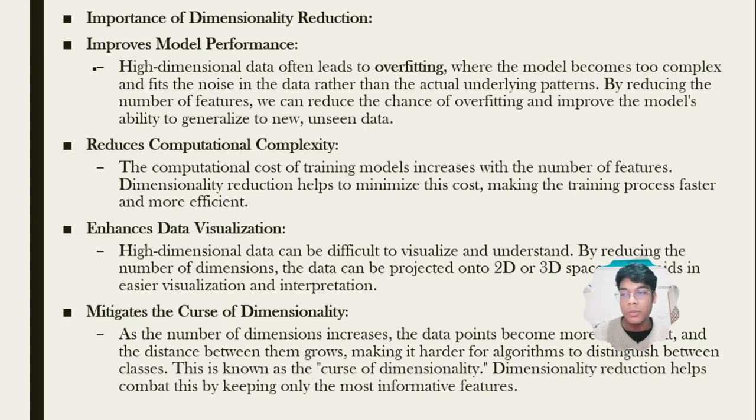The first point says improves model performance. High dimensional data often leads to overfitting, where the model becomes too complex and fits the noise in the data rather than the actual underlying patterns. By reducing the number of features, we can reduce the chance of overfitting and improve the model's ability to generalize to new unseen data.